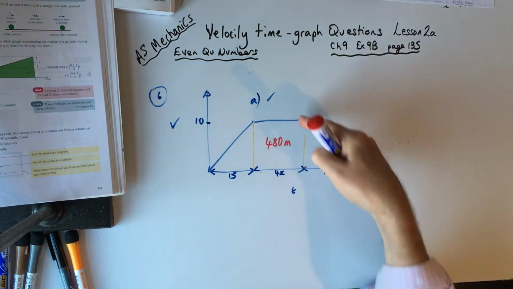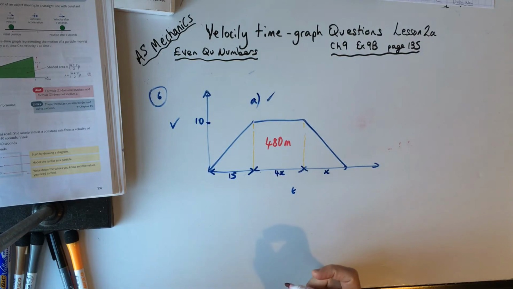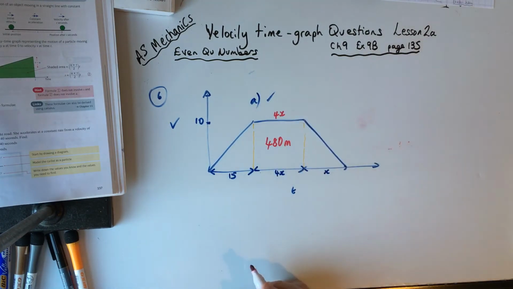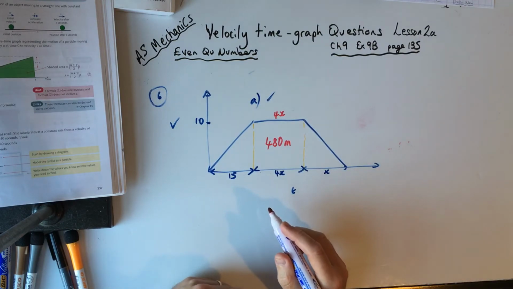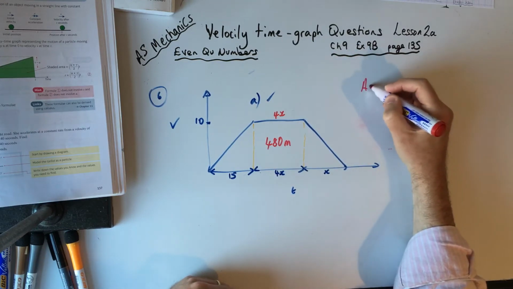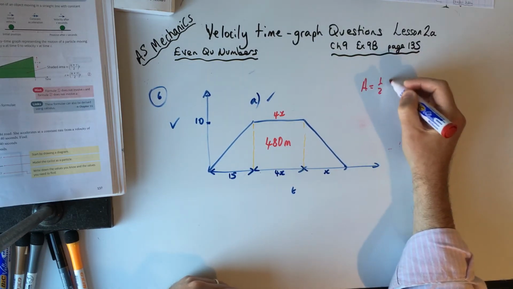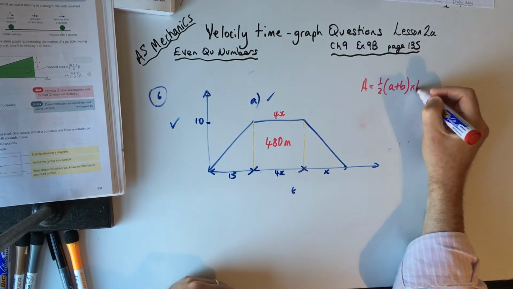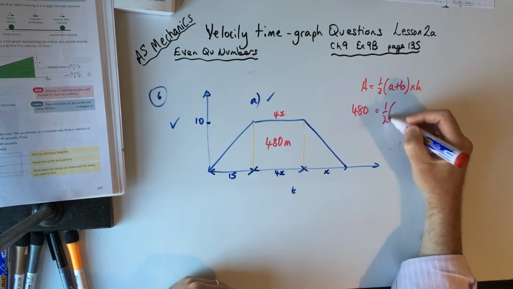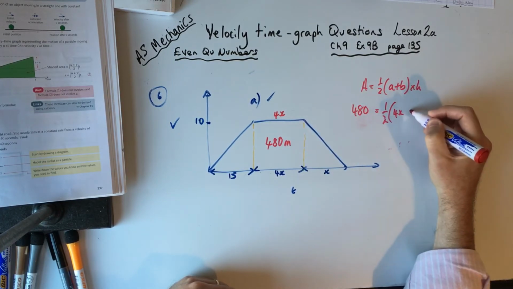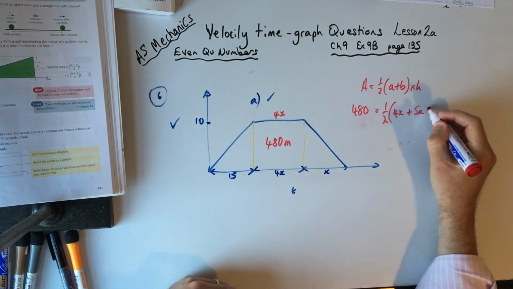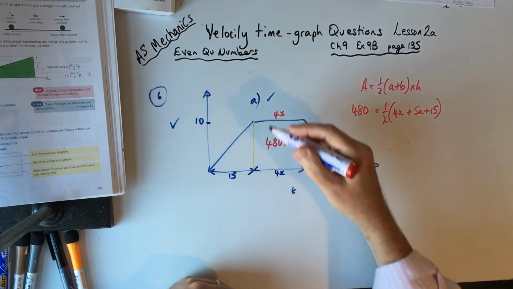I regret drawing it so it's a bit sharper, to make it look a bit more realistic. So here we go, that top is 4x now. Again, same thing, area is a half of A plus B times height. The area is 480, a half of A, which is 4x, plus B, all of that, 4x plus x is 5x plus 15, times the height, which is 10.